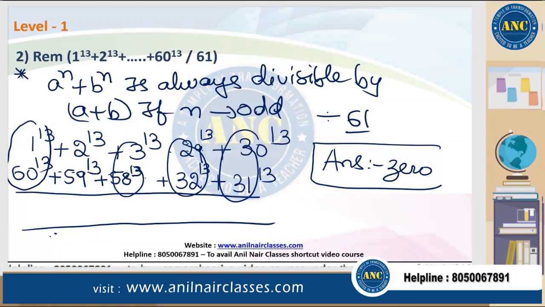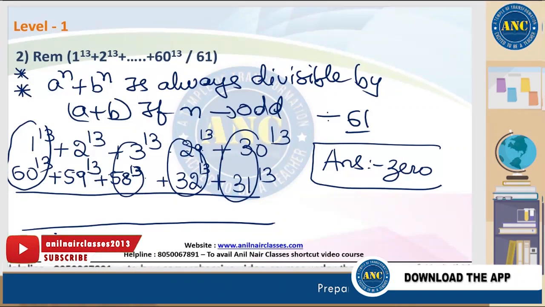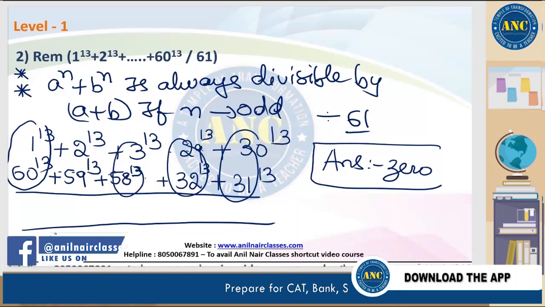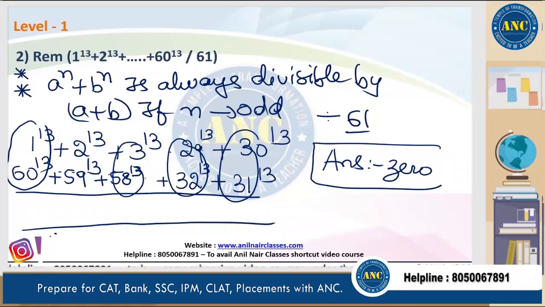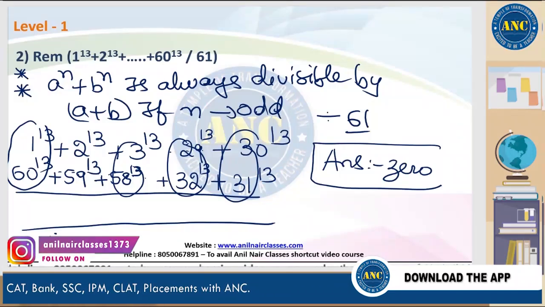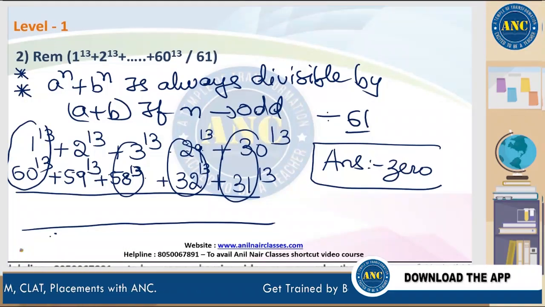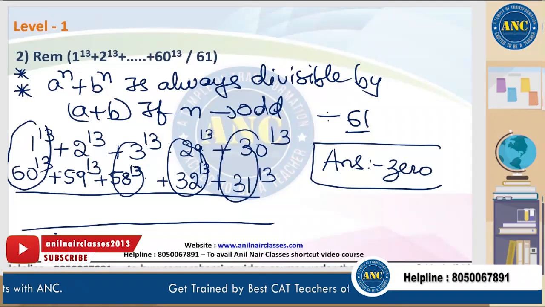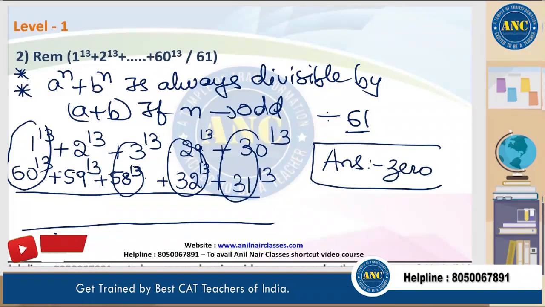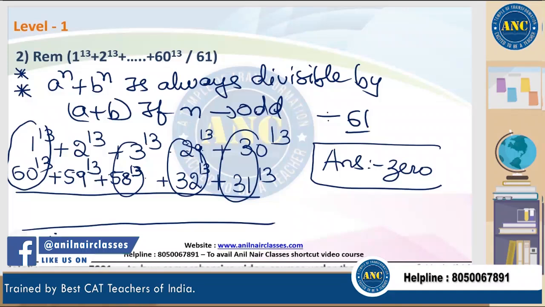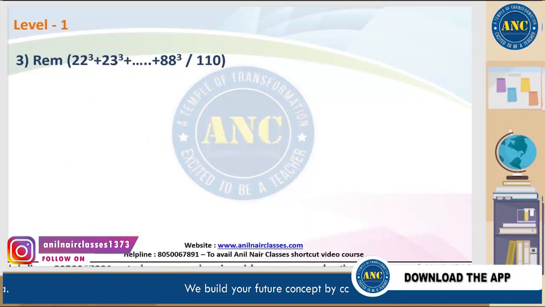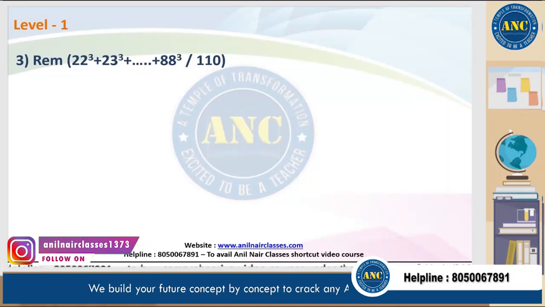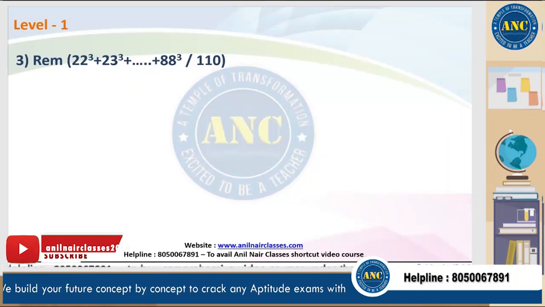Please underline this concept. What is the concept that we are using? a power n plus b power n is always divisible by a plus b if n is odd. First problem, what is the concept? a power n minus b power n is always divisible by a minus b if n is a natural number, and is also divisible by a plus b if n is an even number. Second problem. When I did these first two problems, for the third one most of the students will hurriedly make a mistake.